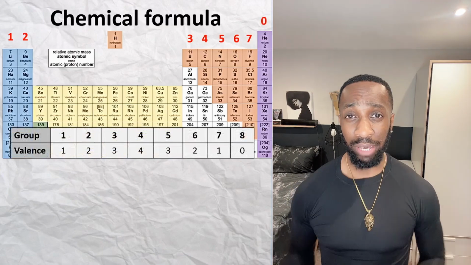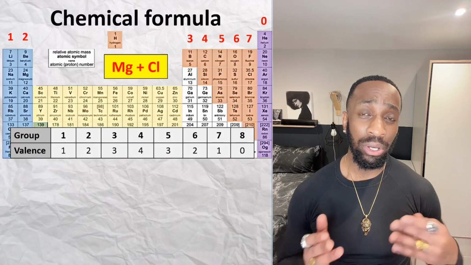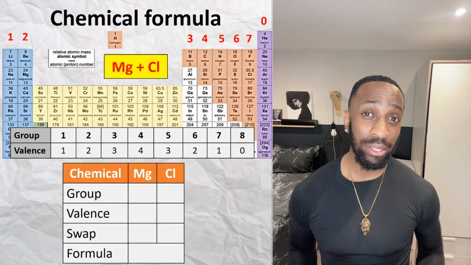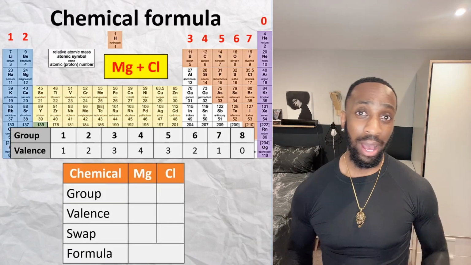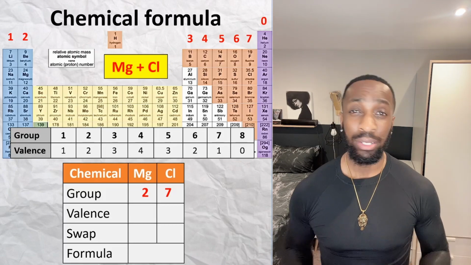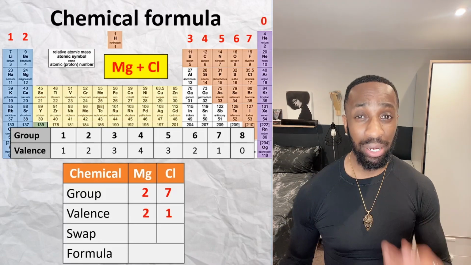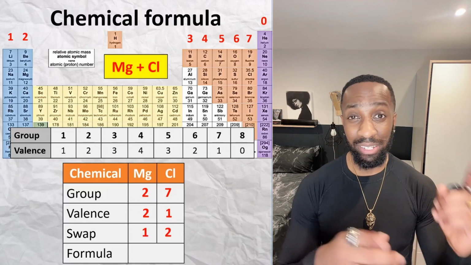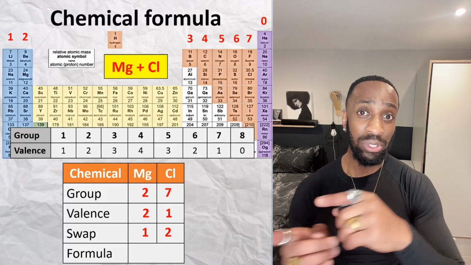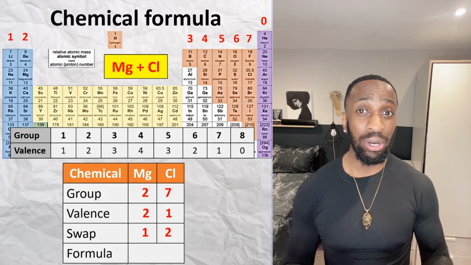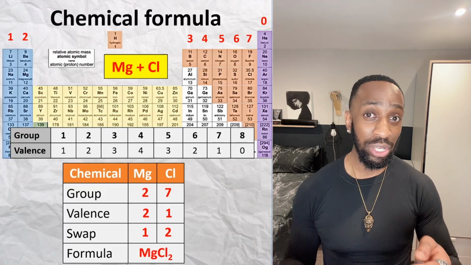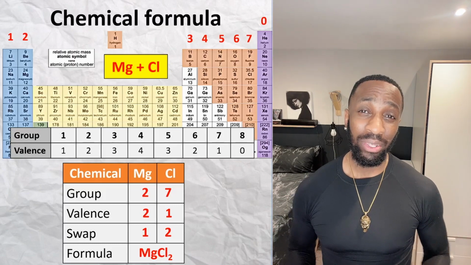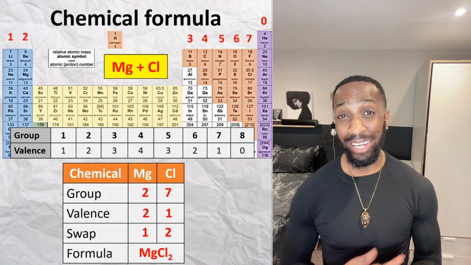Let's do a worked example together. How should we write magnesium chloride? Well, first thing I'll recommend you doing is drawing out a table like this here. Magnesium is in group 2 and chlorine is in group 7. The valence of magnesium is 2 and the valence of chlorine is 1. In this next section, we're going to swap the valences around. The valence of 1 goes to magnesium and the valence of 2 goes to chlorine. And voila, you've got your formula for magnesium chloride, MgCl2. And that's basically it. You get the group that they're in, you work out the valence, swap the valence, and then you've got your formula.